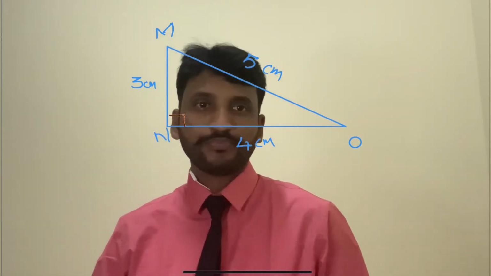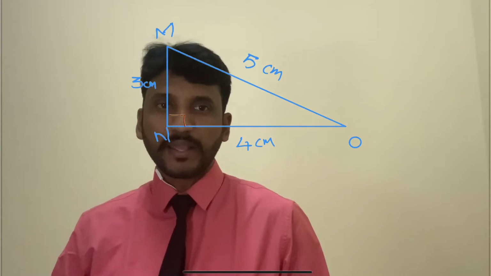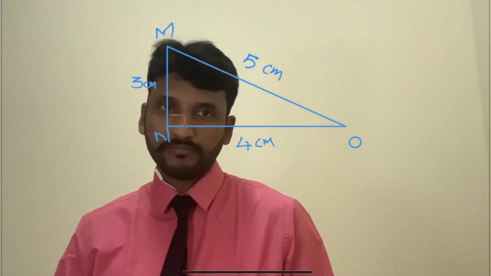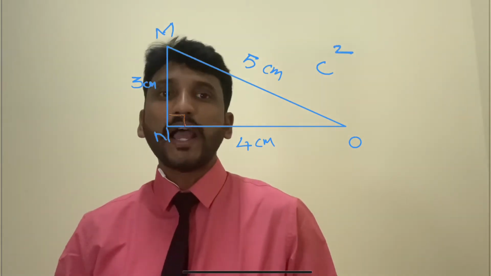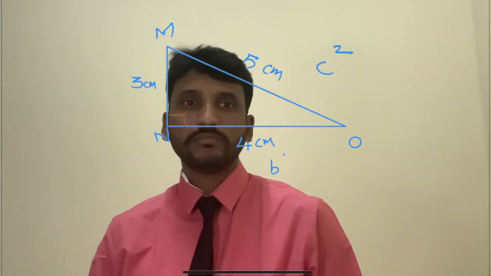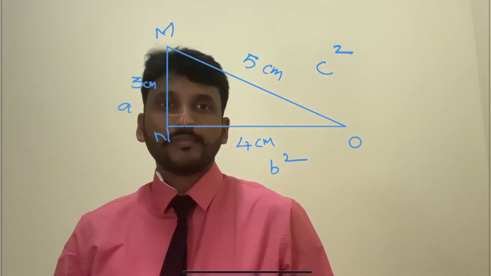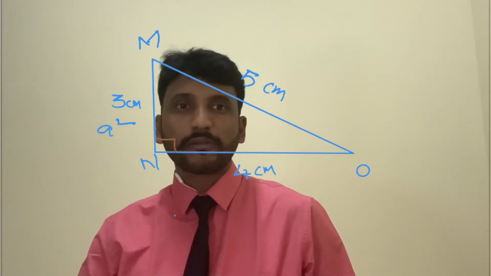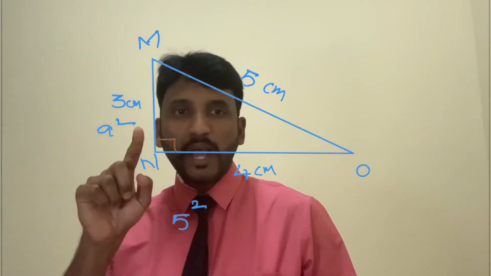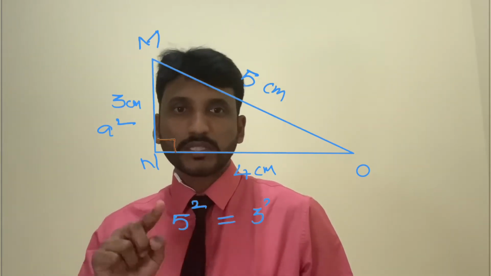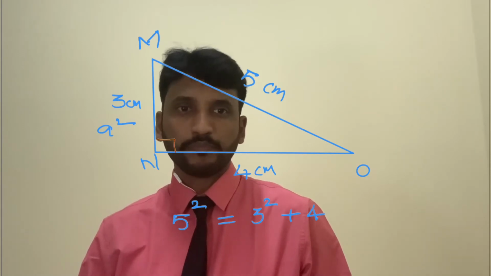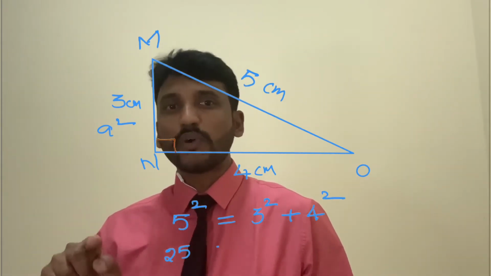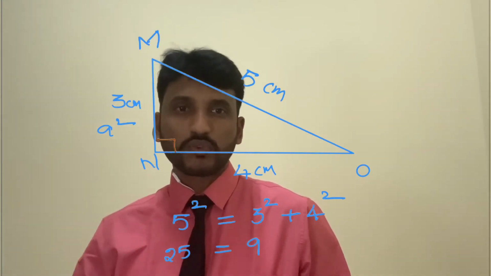Let us check. What is the hypotenuse in this triangle? 5. What is the base in this triangle? 4. And what is the height in this triangle? 3. Now in this triangle, the hypotenuse square, which is 5 square, should be equal to height square plus base square, that is 3 square plus 4 square. So 5 square is 25, that equals 9, which is 3 square, plus 16, which is 4 square.